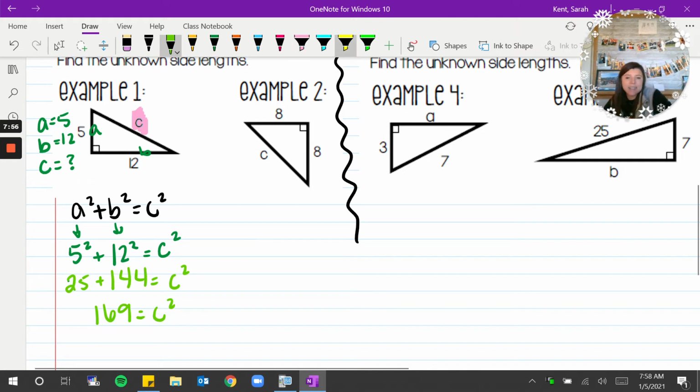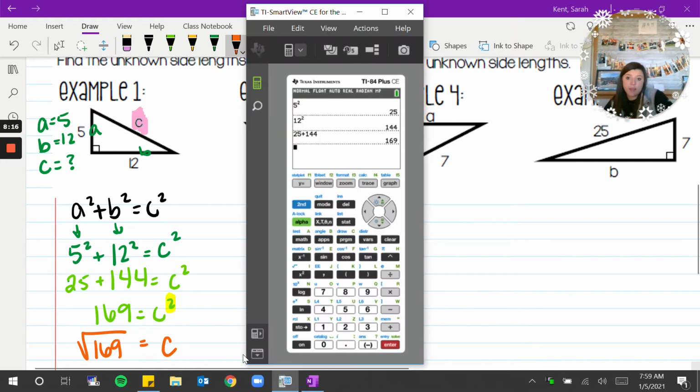But I still have this little squared here. To get rid of the square, I need to do something called the square root. When you do the square root, it undoes that square. To get that in the calculator, I can press second and then x squared. You'll see in blue is the little square root. And then I can type 169, press enter, and I'll find that c equals 13.